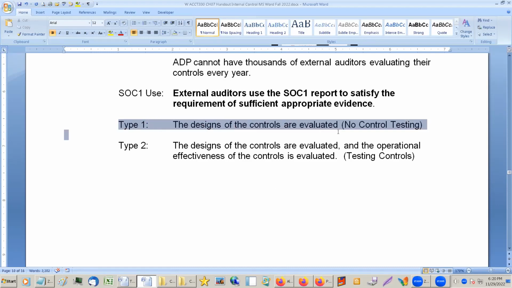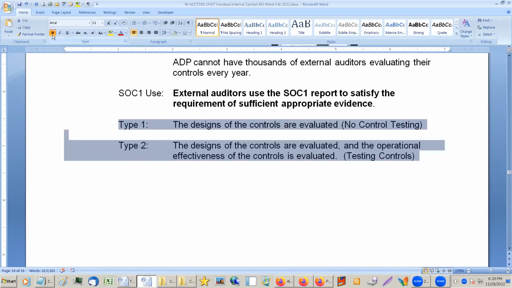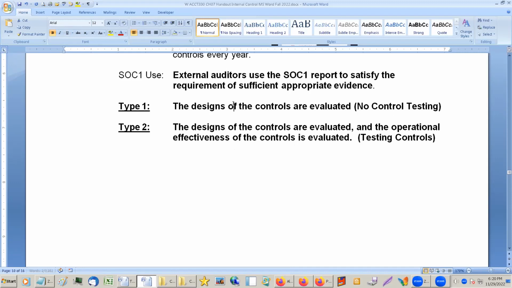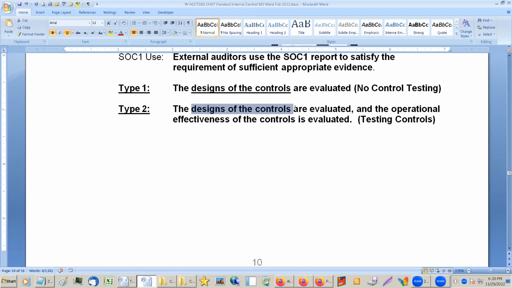Now, another thing about the reports is they come in two more flavors. So there's three flavors, and then each report has two flavors. Lots of flavors here. Type 1 only looks at the design of the controls. Type 2 looks at the design and the operational effectiveness of the controls. So type 1, design of the controls. Type 2, design and effectiveness. They actually test to see if the controls are working.